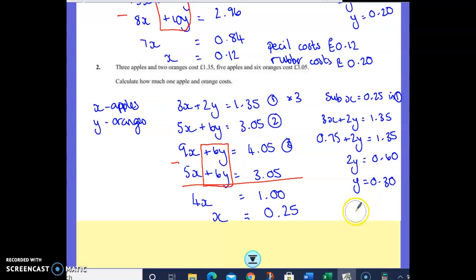Again, remember and answer the question. The question this time isn't about x's and y's, it's about apples and oranges. So we need to state an apple cost, we need a pound sign in, 25p, orange cost, 30p. Okay, let's try the next one.